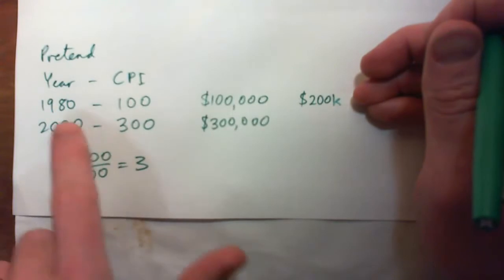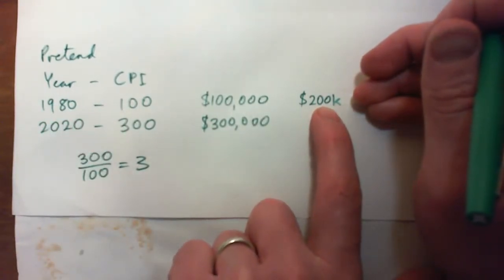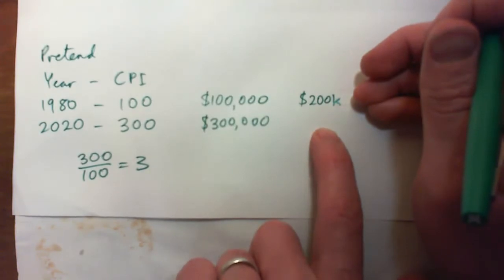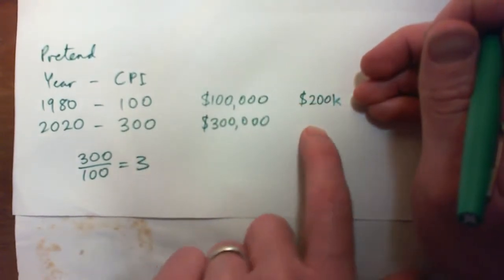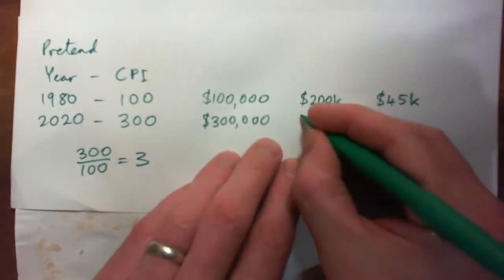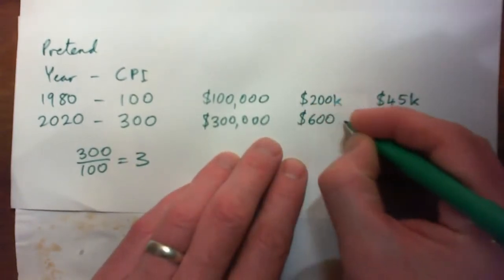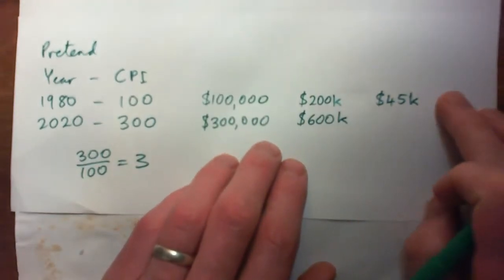So let me ask you this. In 1980, let's say a house cost $200,000. What should it cost by 2020? Well, three times as much, right? So by 2020, it should cost $600K, $600,000, okay?